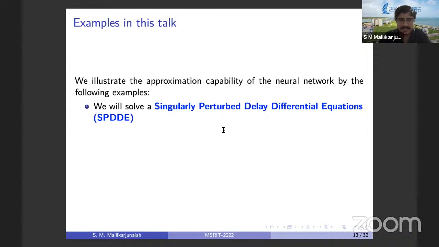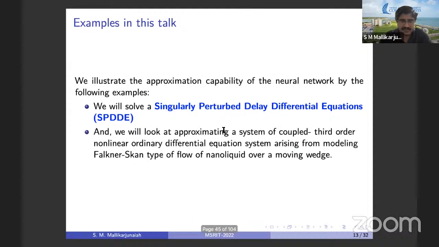And also I took an example from fluid mechanics, which is approximating a coupled third order nonlinear differential equation arising from modeling Falkner-Skan type of flow of nanoliquid over a moving wedge. So I'm going to show you the approximation using neural networks for these two cases.